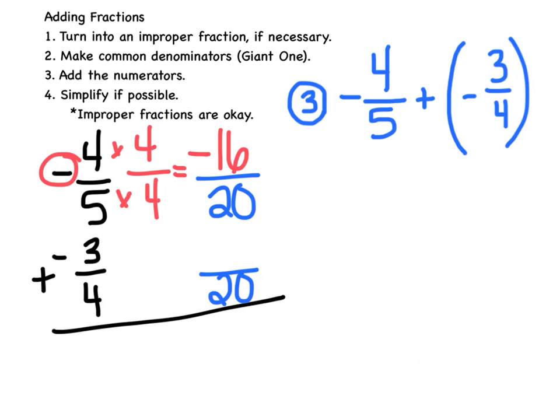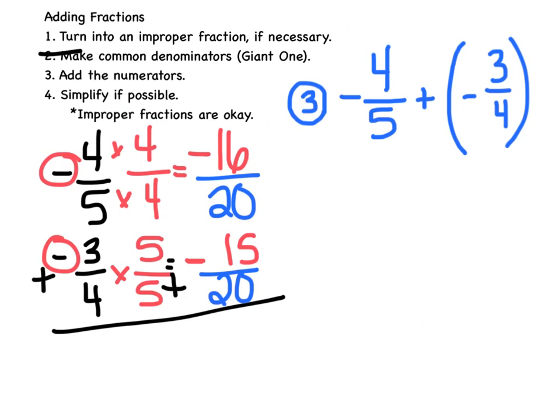And then for 3/4, I know that 4 times 5 is 20, so I need to do the same to the top. And I have 3 times 5 is 15, and again, bring over this negative. So the new problem we're looking at here is negative 16/20 plus negative 15/20. So we've got our common denominators.